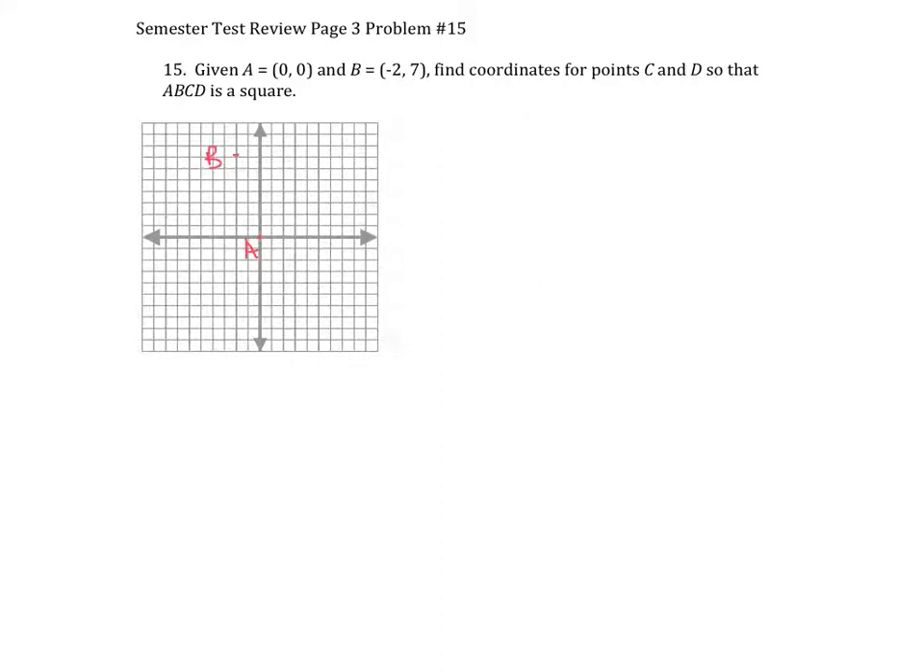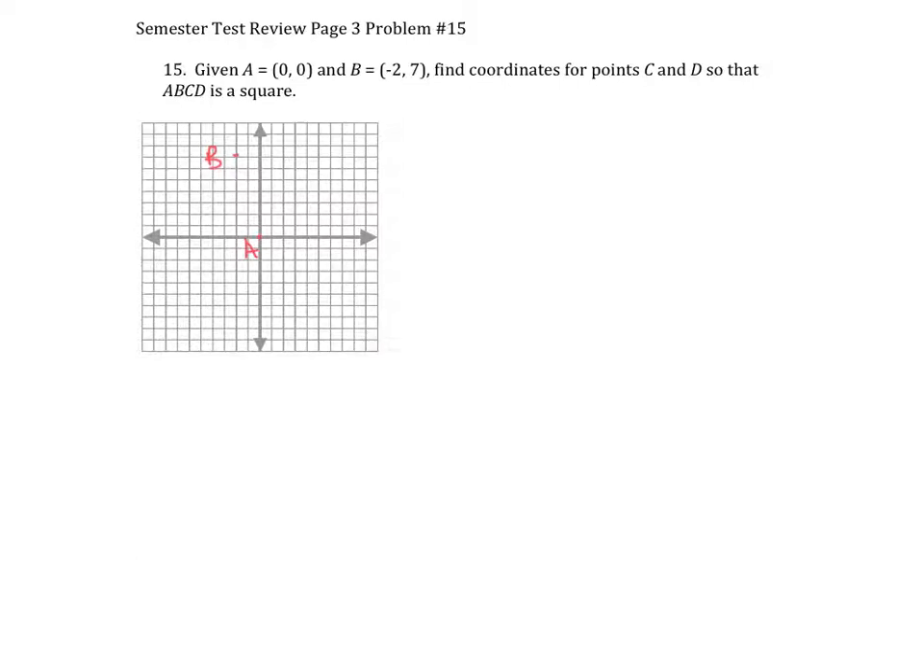So now we have 2 problems to do here. The first one says, find the coordinates of C and D so that A, B, C, D is a square. So we're going to connect A. All right, so we have side AB as one of the sides to this square. So we need to go in order. So we need to figure out what is the slope between A and B.